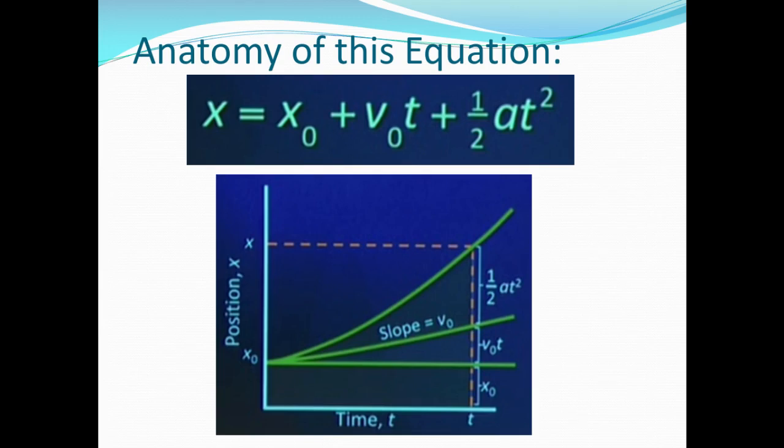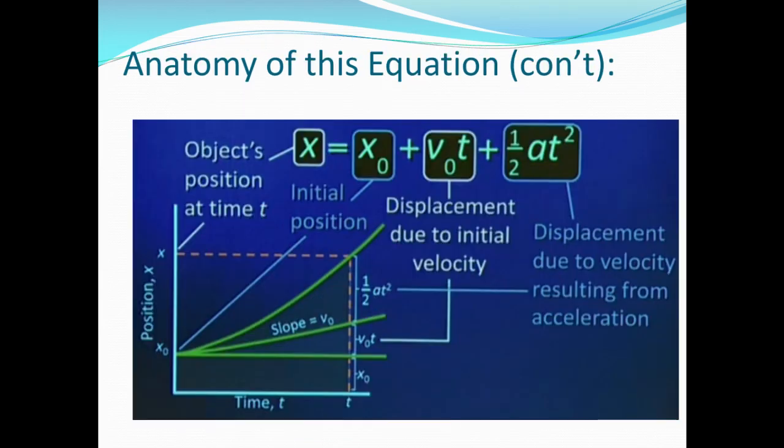Let's look at it in more detail. So if you look at the object's position, that's what x is. Its position at some point in time. You'll start at an initial position. You will be displaced due to your initial velocity over time. And you'll also be displaced due to the velocity resulting from this acceleration. You're speeding up. So these three terms will help you determine what your final position will be.